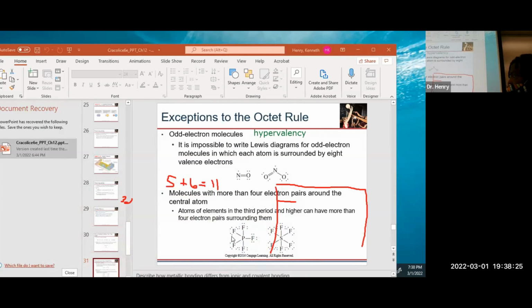So these are examples. If you look at it, that's 2, that's 4, that's 6, that's 8, that's 10. Okay. Now, a lot of times when they do this to make it more stable, right? And they'll do it for stability purposes, right? And so the reason that they'll disobey the octet rule is if it makes it more stable, okay?